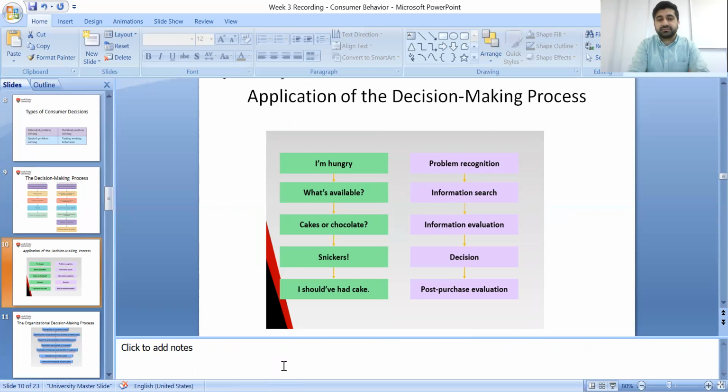Application of the decision making process. Again, we should know the whole complete process and how it works. If someone is hungry, we find the problem: we are hungry, right? Information search is when we see what is available. Then information evaluation: we evaluate that we have the option of a cake, or a chocolate. In the decision stage, we select the product or the choice. Then post purchase evaluation: we decide whether I should have had a cake or the snickers, and that was fine. After purchase, we think about our decision, how was that decision? So this is the process of decision making for individuals.